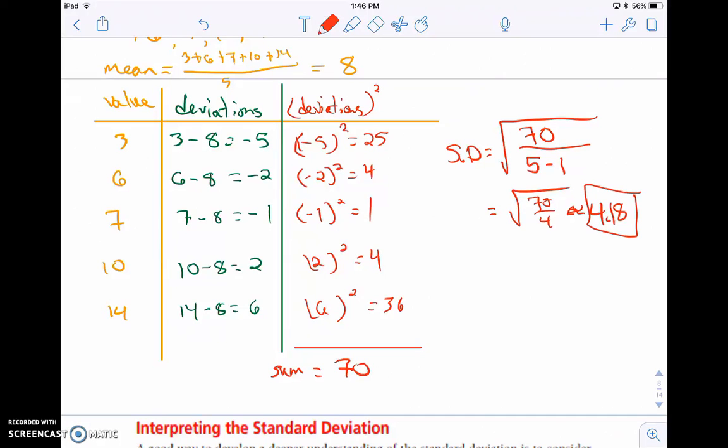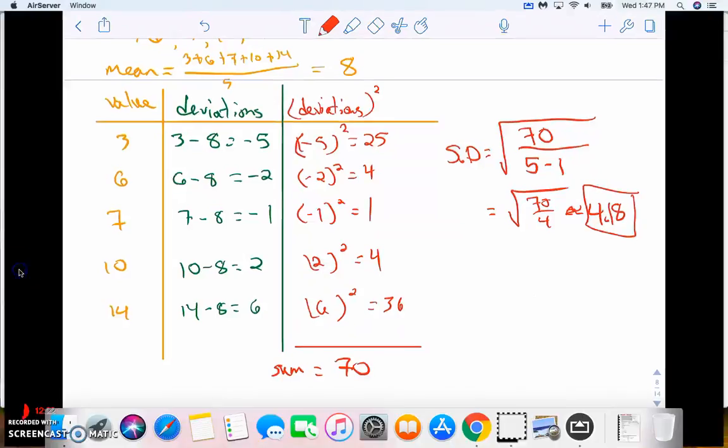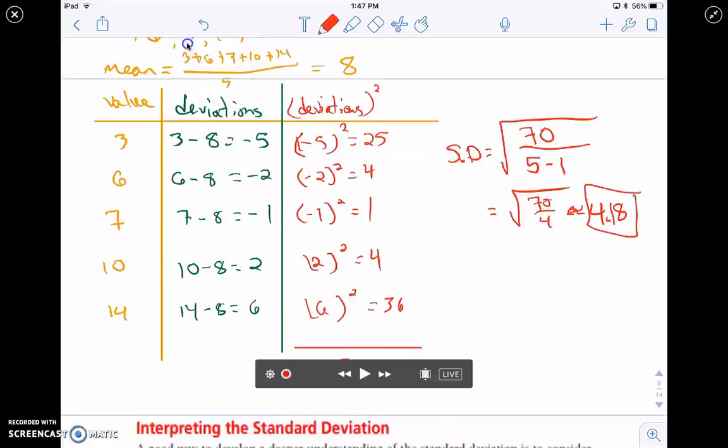Okay. So when we look at any number on average being 4.18 units away from the mean, that is going to be normal for this set of data. It turns out you'll find about 60 to 70% of your data fall between 4.18 units above and below the mean. So that's a look at our standard deviation and how you calculate it.